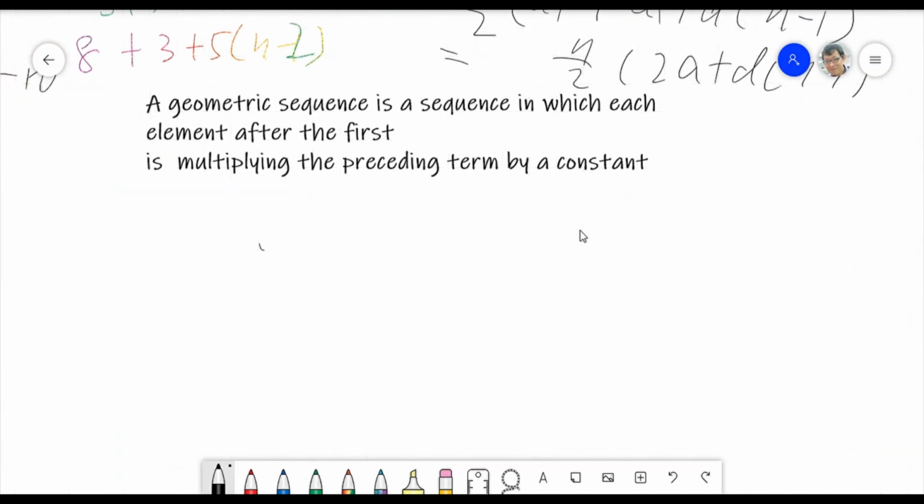For the second concept, it is geometric. Geometric here is more on the exponential. Okay, so it's a sequence in which each element after the first is a multiple of the preceding item by a constant. So just give an example. By a constant. Okay, so first they also have a constant.